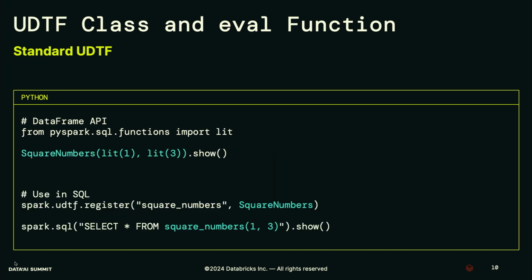Let's see how to use the defined UDTF in PySpark. There are two main ways to use a UDTF: directly, and by registering it for SQL queries. First, we can use the UDTF directly by calling it with the start and end values as literals. This method returns a DataFrame object and allows us to immediately display the results using the show method, making it convenient for quick checks and testing.